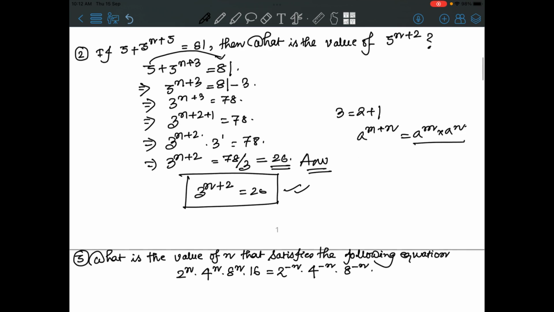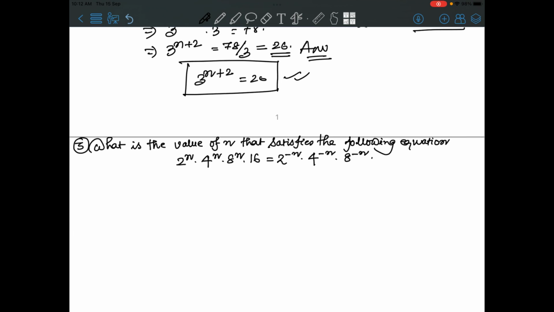I hope you understand. Now the third problem. The third problem is: what is the value of n that satisfies the following equation?